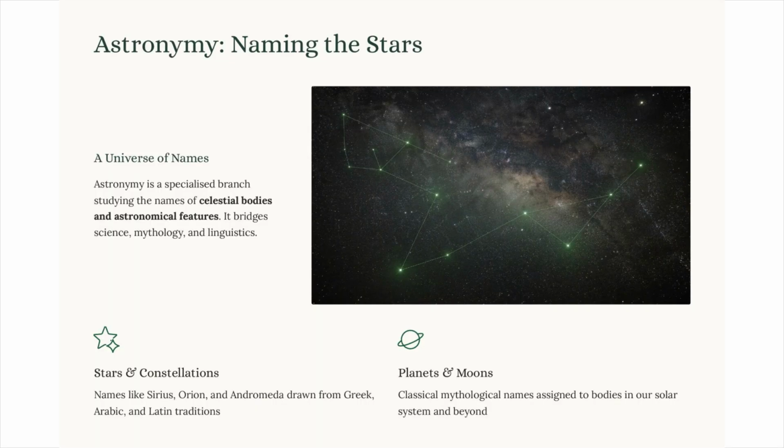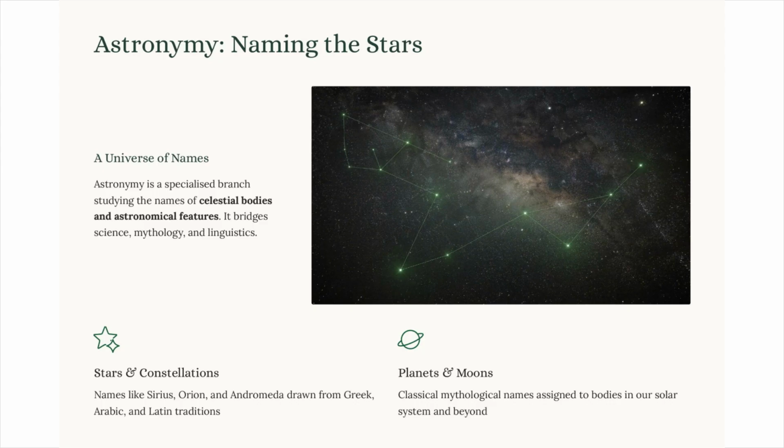Onomastics also reaches beyond Earth through astronomy, the branch that studies the names of celestial bodies and astronomical features. This area connects science, mythology, and linguistics. It includes the names of stars and constellations, such as Sirius, Orion, and Andromeda, which come from Greek, Arabic, and Latin traditions. It also includes the naming of planets and moons, many of which are based on classical mythology.